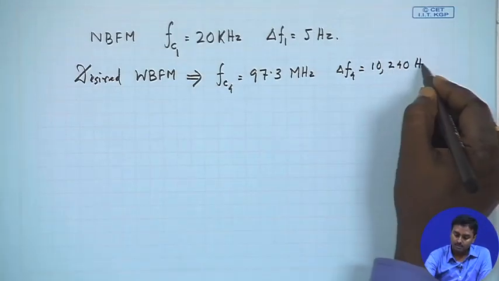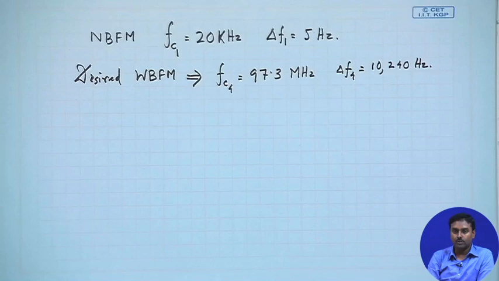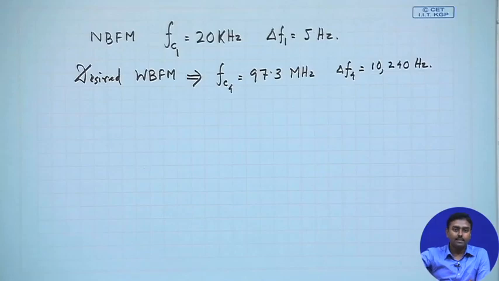Okay. That is 10 kilohertz, or 10.24 kilohertz. So, that is the del F4 I wish. This is where I want to modulate, and that is the frequency deviation that I wish.